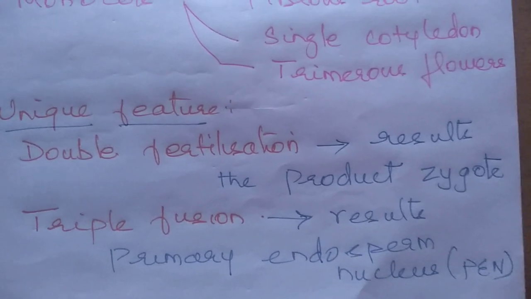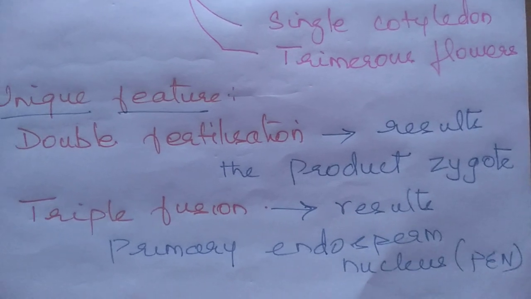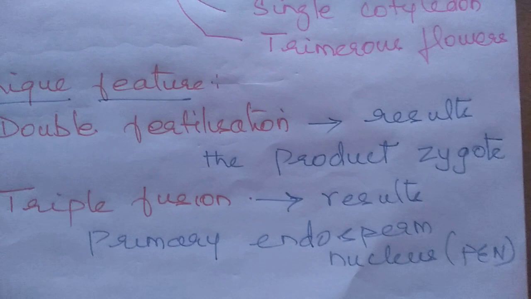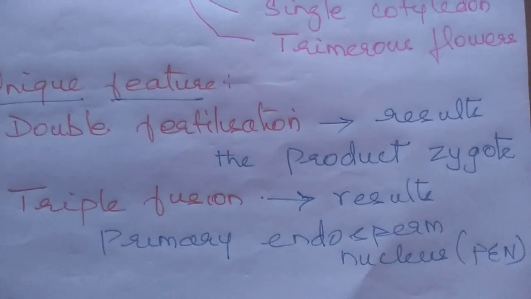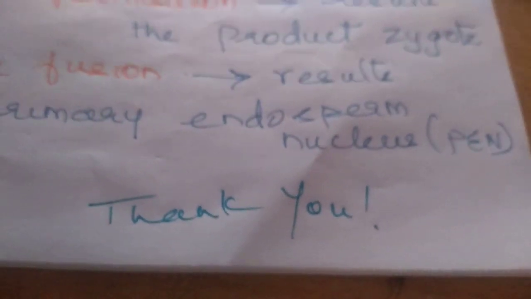The unique feature of angiosperms is double fertilization and triple fusion. Double fertilization results in the zygote, whereas triple fusion results in the primary endosperm nucleus, that is PEN, P-E-N, primary endosperm nucleus.